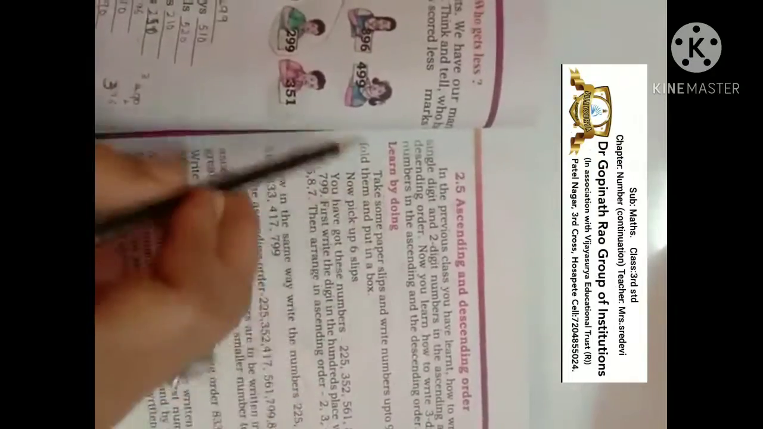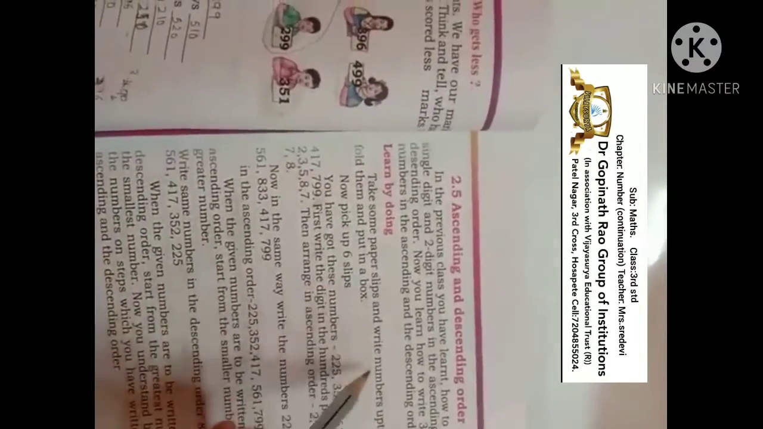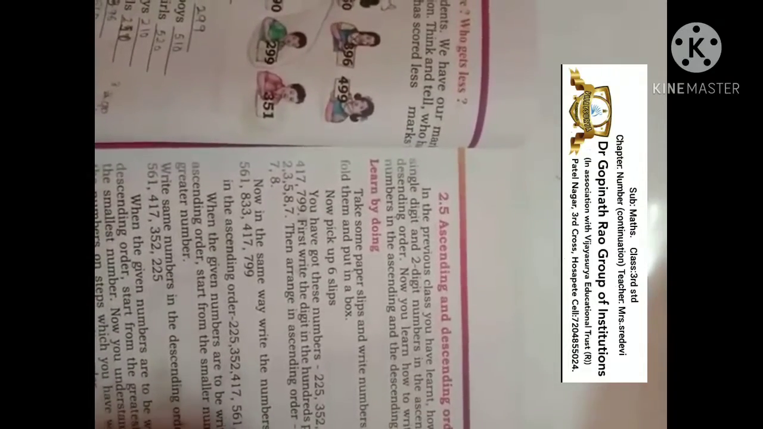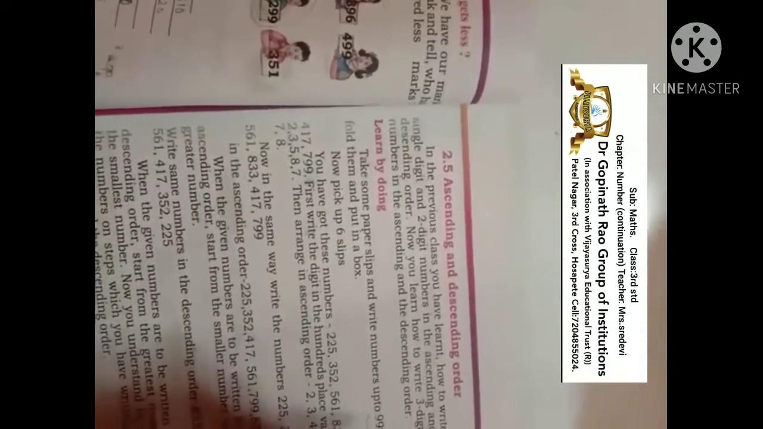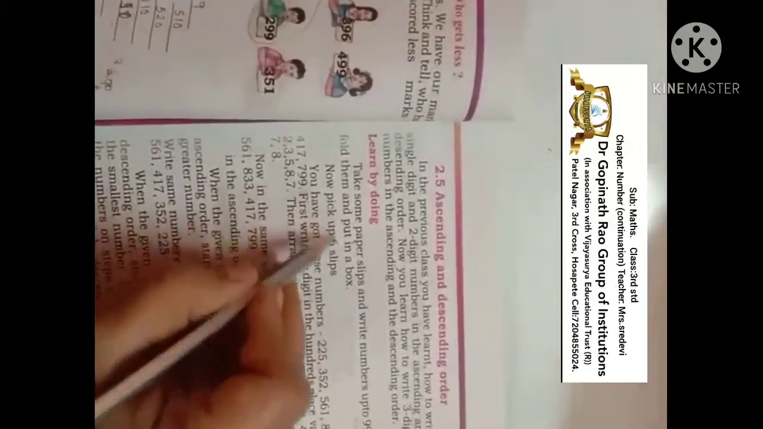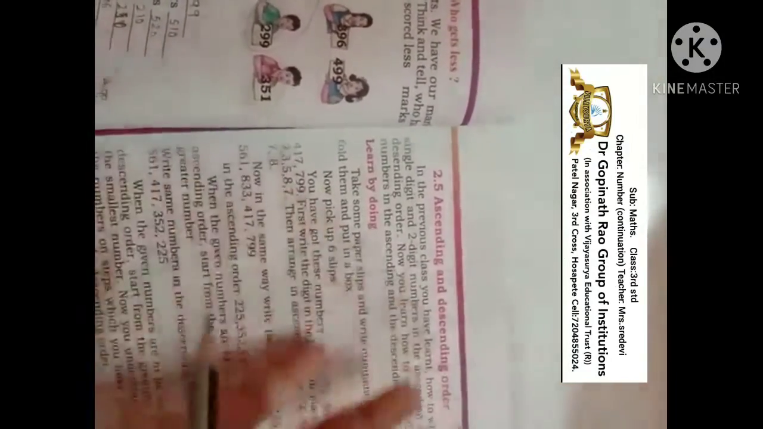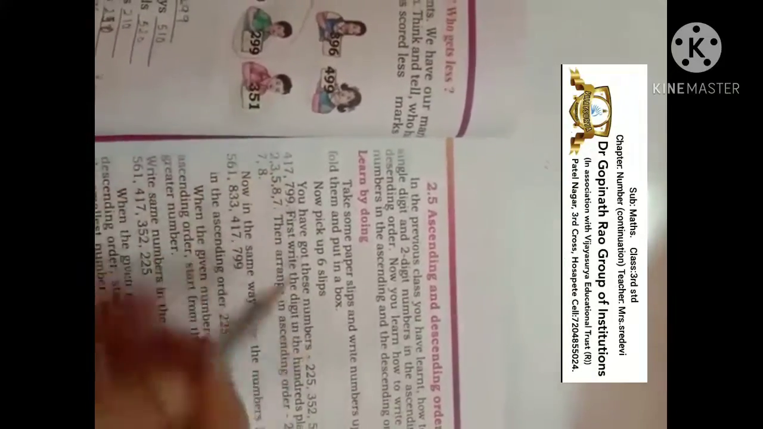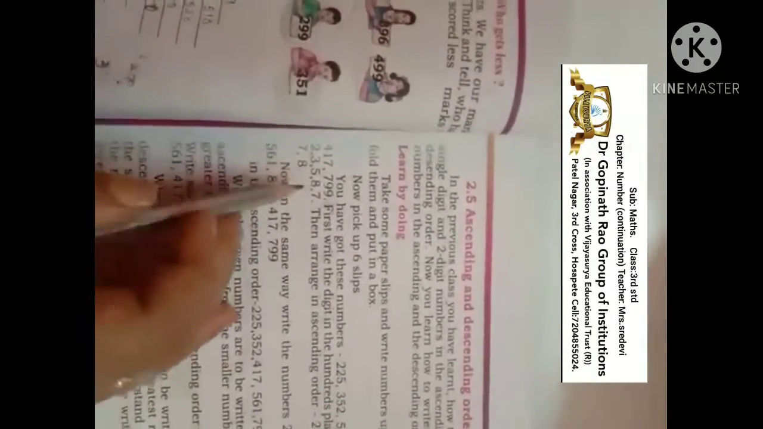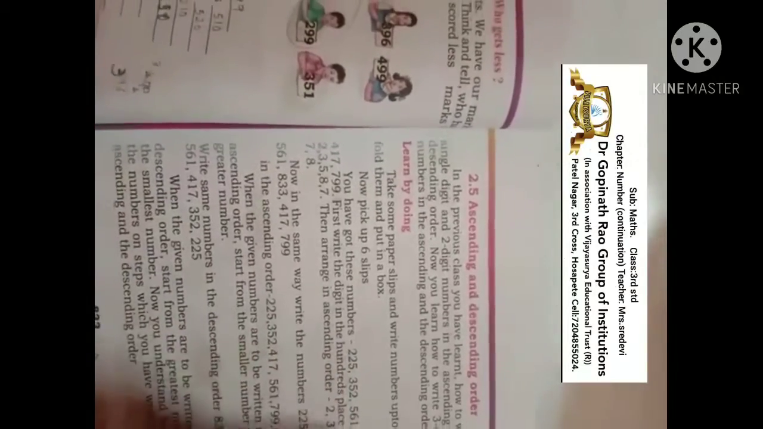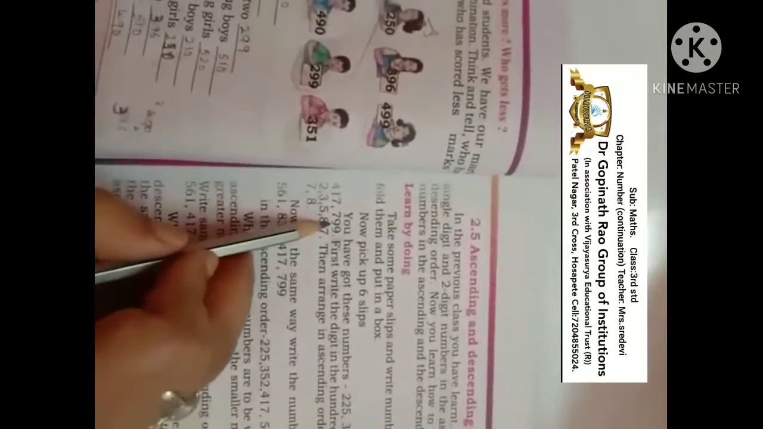Learn by doing. Take some paper slips and write numbers up to 999. So what do we have to do? Take slips, write the numbers up to 999, fold them and put them in the box. Okay. Now pick 6 slips. See, one boy tried and he got these numbers: 225, 352, 561, 833, 417, 799.